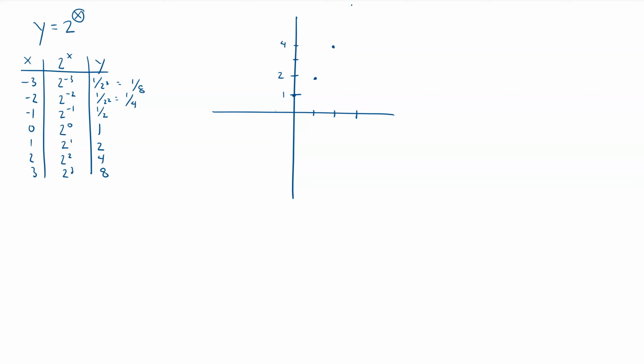And then going backwards, going -1 puts me at 1/2. -2 puts me at 1/4. -3 puts me at 1/8. -4 would put me at 1/16. -5 would put me at 1 over 32. Going negative puts me closer and closer and closer to that x-axis, but I'm never actually going to touch the x-axis. So that means running across my x-axis is a horizontal asymptote. I'm going to get really close to it, but I'm not going to touch it.